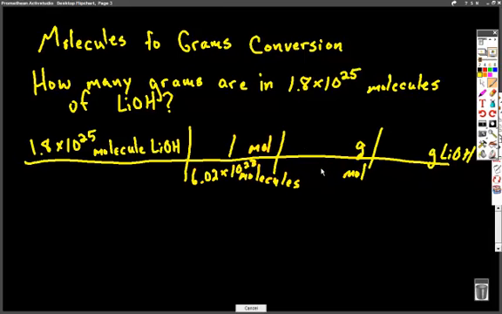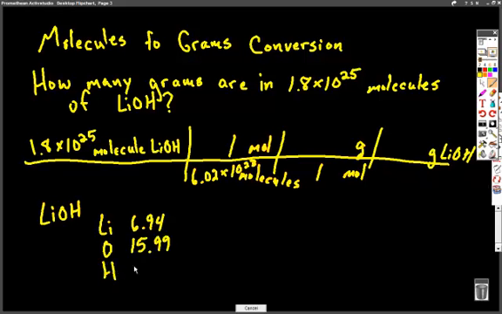Alright, now we have to come up with our molar mass. Again, we have 1 mole is how many grams? We have LiOH. So LiOH is over here. And that means we have lithium has a molar mass of 6.94, oxygen molar mass of 15.99, and hydrogen with a molar mass of 1.01. There's one of each of these.